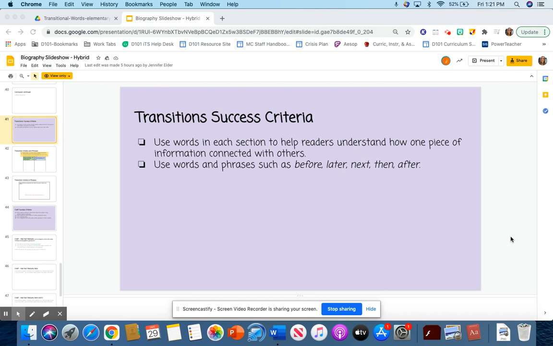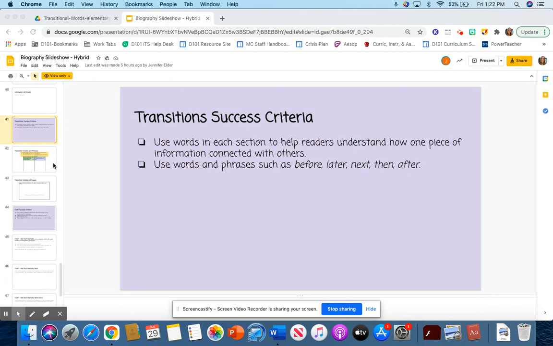Hi, fourth graders. As you work on your writing today, you're going to be focusing on transition words. Just as a reminder, here is the success criteria for including transition words to help organize your writing. Use words in each section to help the reader understand how one piece of information connects with others. Use words and phrases such as before, later, next, then, and after. Those are just a few examples of transition words.